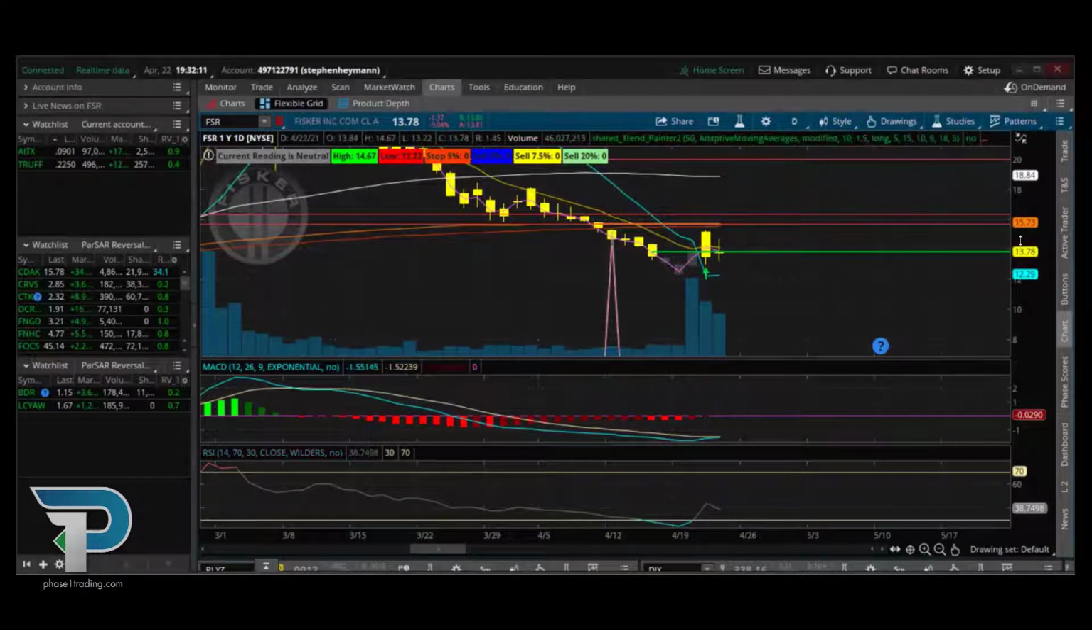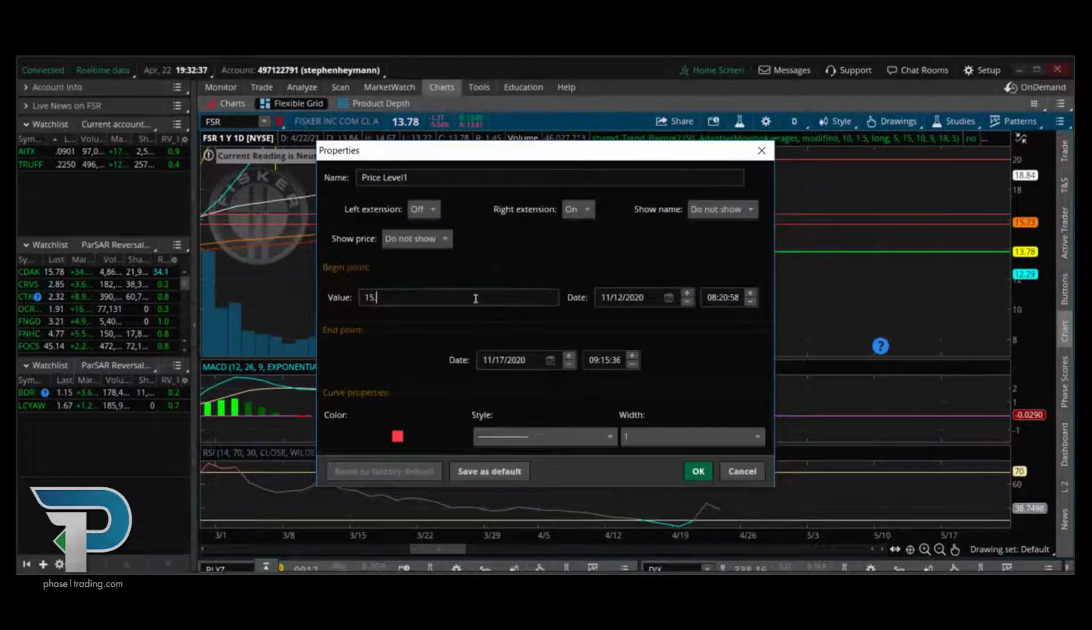So let's do the 10%. 10% of 13.80 is $1.38, so you need at least $15.18 to hit your 10% mark. That's what we want to mark first, just to get that out of the way. We need to get there. I'll put it in yellow.